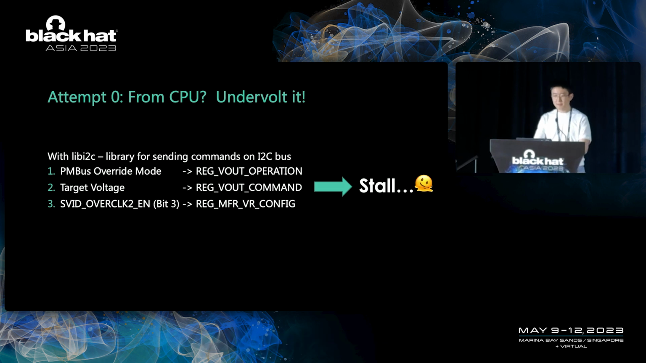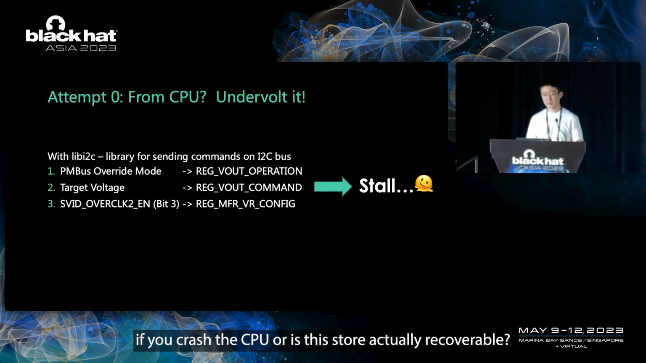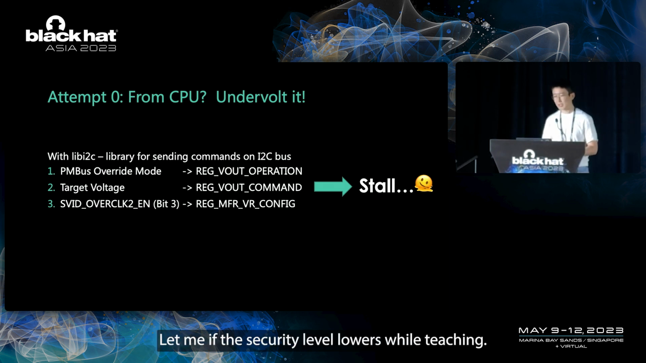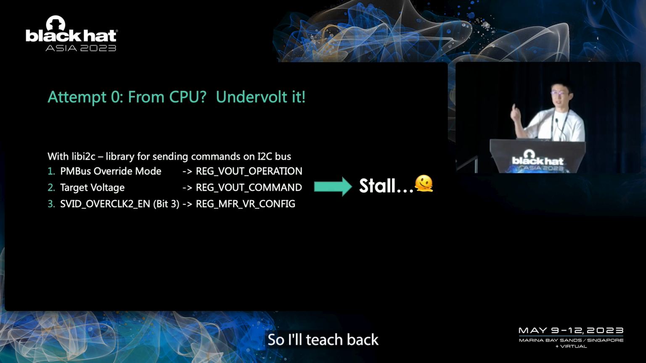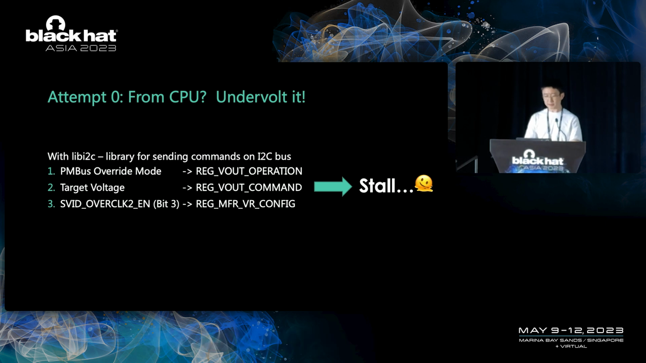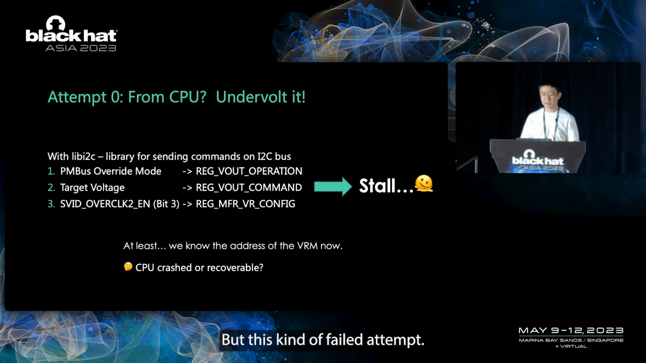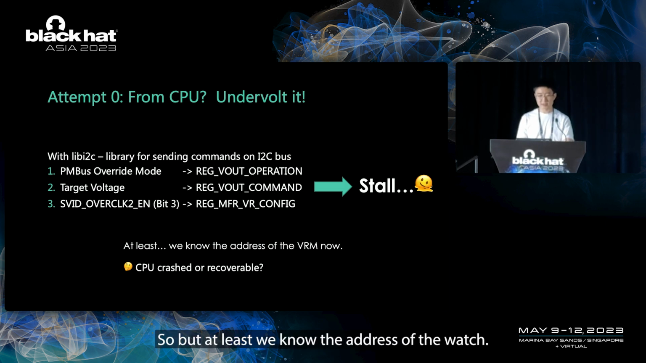So we wonder, is there actually something wrong with the CPU, did it crash, or is this stall actually recoverable? I mean, if the CPU is recoverable, we can lower the voltage and then change the voltage back. That's a complete cycle for voltage fault injection. So that's the question. This was a failed attempt, but at least we now know the address of the voltage regulator.